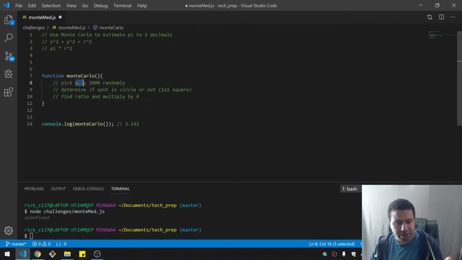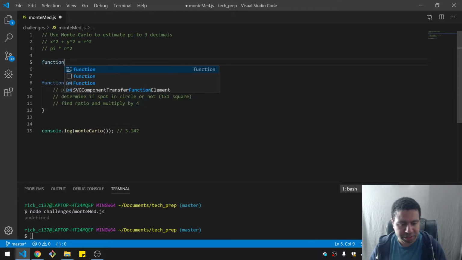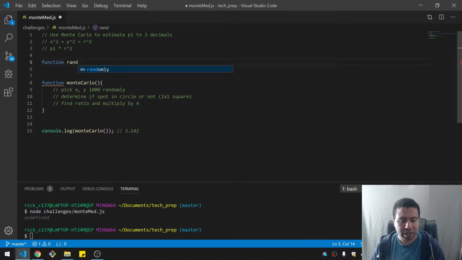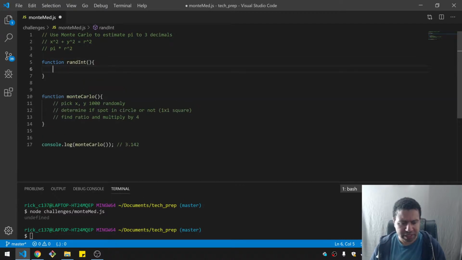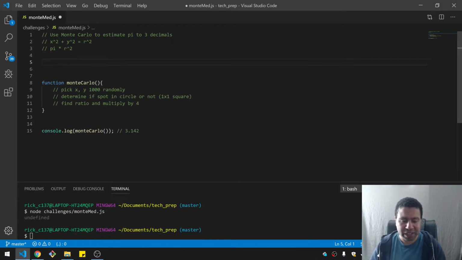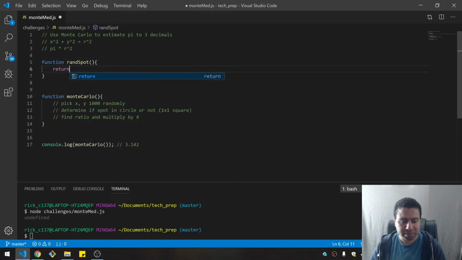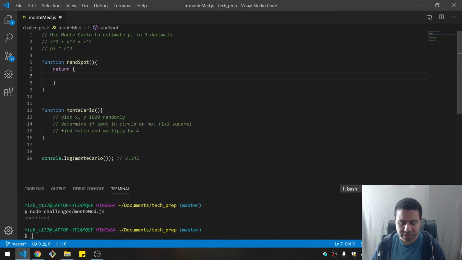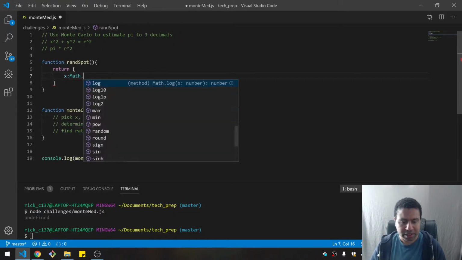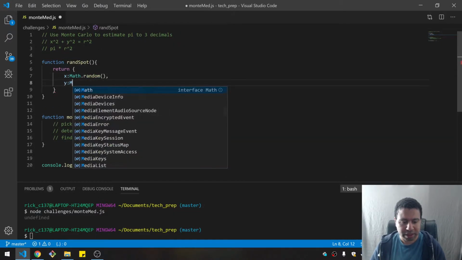Let's do this idea of randomly picking x and y. I need to make a helper function here. So the helper function is going to be a random integer, really, between 0 and 1. Well, that's just Math.random, so I don't need to do that here. But for getting a spot I could. So function randSpot. Okay, and I'm going to return x, which is Math.random, and y, which is Math.random.